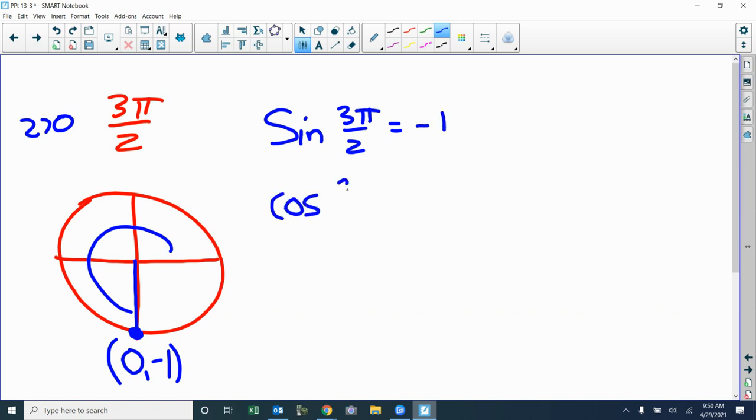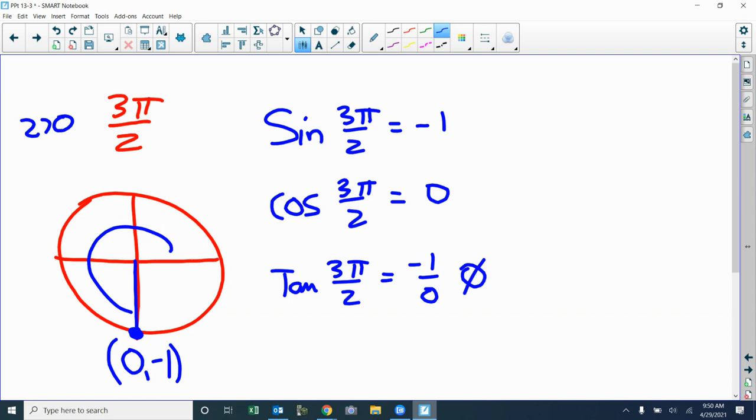What's my cosine of 3 pi over 2? It is my x value, which is 0. And my tangent of 3 pi over 2. It is what? My y value, which is what? -1 over 0. Well, we can't divide by 0, so this guy is undefined. There's no tangent for 3 pi over 2. We all right?